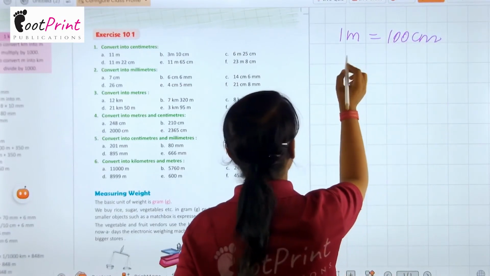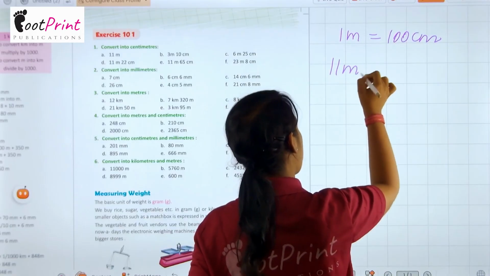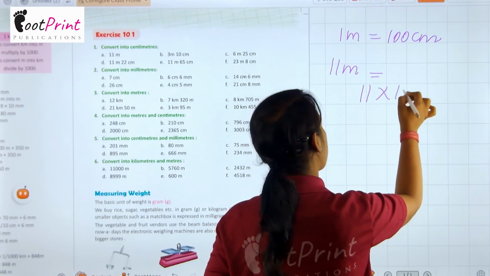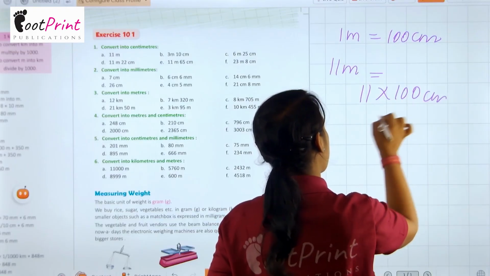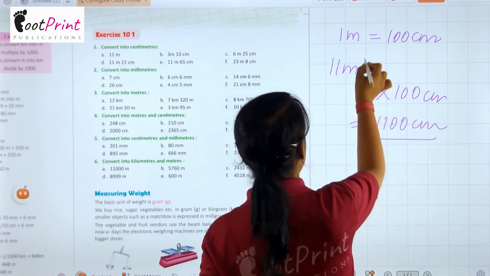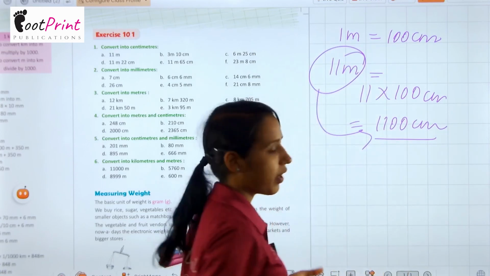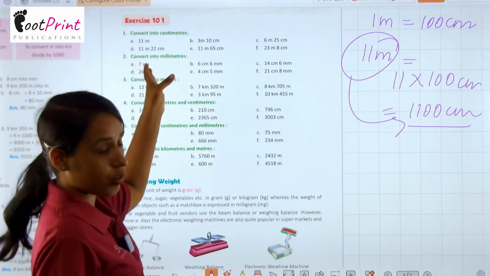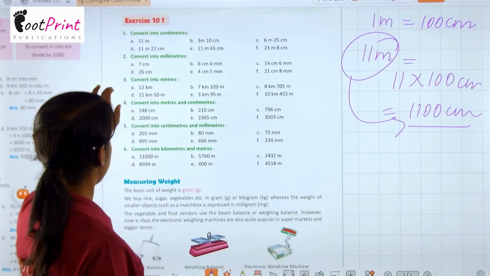Okay. And the first one is 11 meter equals to, how do we find? By multiplying it. 11 into 100 centimeter. So we get 1100 centimeter. So we can write 11 meter equals 1100 centimeter. Okay. So the rest of the parts of this question you will try to do yourself.